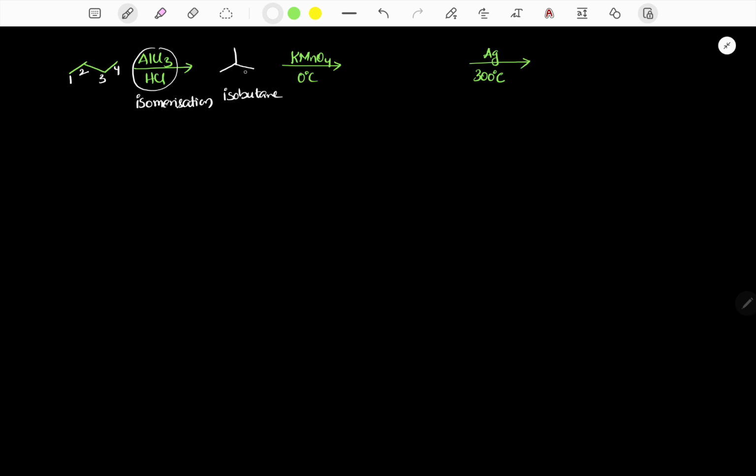It is also an alkane. Now isobutane is treated with KMnO4 at 0 degrees Celsius. Generally alkanes do not undergo oxidation, but alkanes having tertiary hydrogen do, the tertiary carbon hydrogen undergoes oxidation, and finally you get the corresponding tertiary alcohol, and this compound is tertiary butyl alcohol.